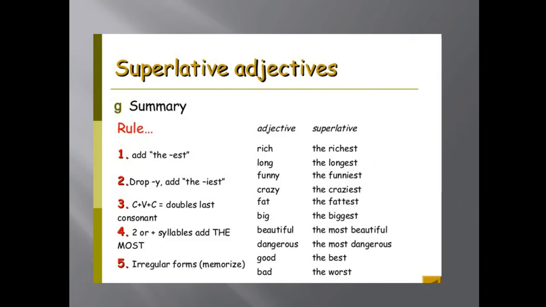Summary. Rule. Add est. Rich, the richest, long, the longest. If the adjective has one syllable, drop y, add iest. Funny, the funniest, crazy, the craziest. Consonant, vowel, consonant, double the last consonant. Fat, the fattest, big, the biggest. Two or more syllables, add the most. Beautiful, the most beautiful. Dangerous, the most dangerous. Irregular forms, good, the best, bad, the worst.